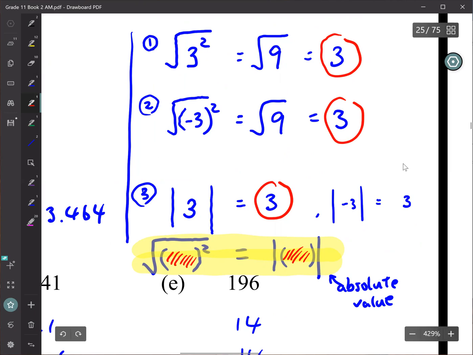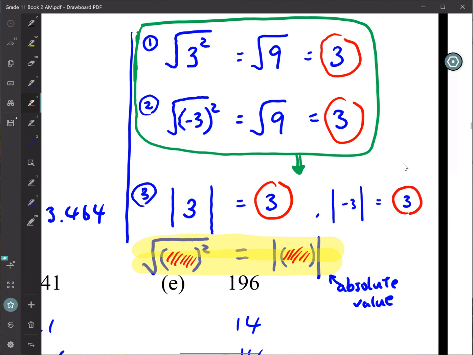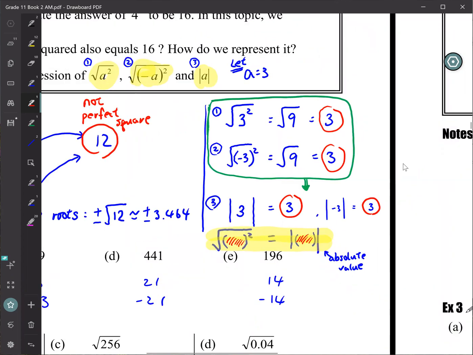So number 1 and 2 give you the conclusion at the bottom, positive 3. If you compare, number 1 is using the 3 on the inside, number 2 is using -3 on the inside. So it does the same thing as absolute value. It's just a way to simplify the expression.